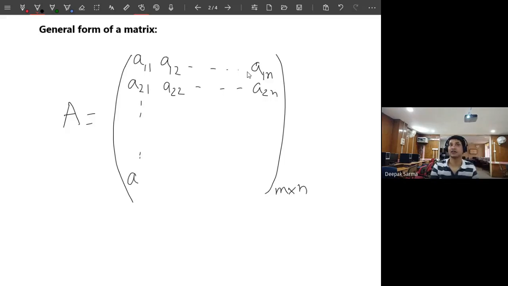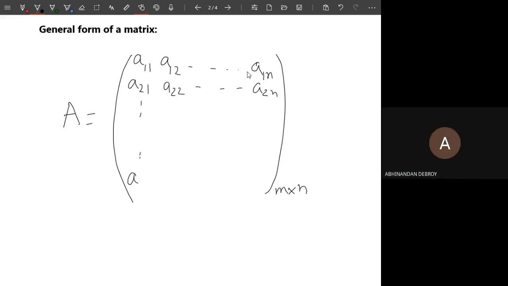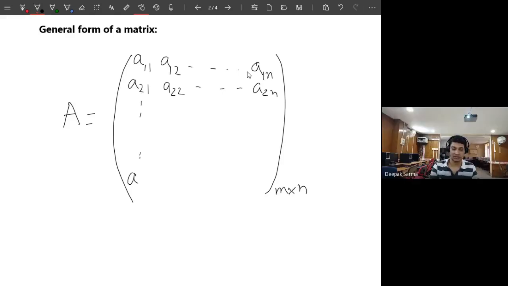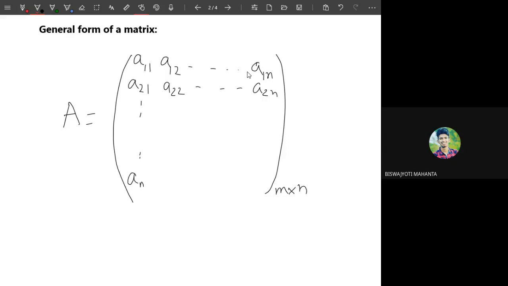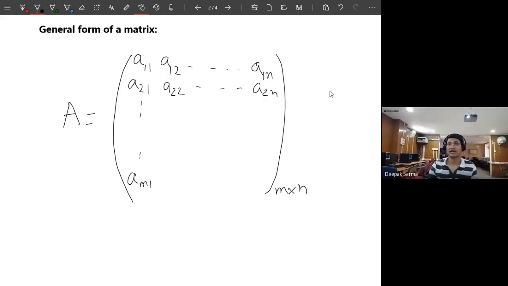That is the last entry of the first column, although it is in the first column. It is A M1, not M. M1, because there are m rows. So this particular entry will be in the mth row and the first column. You can see it is the first column, so it will be A M1.